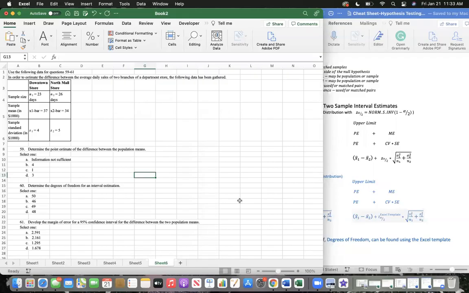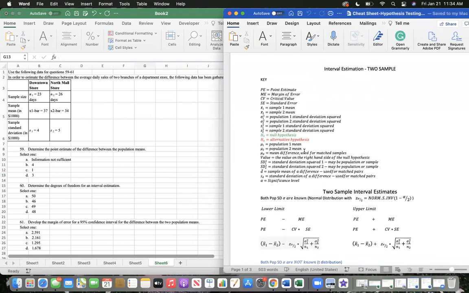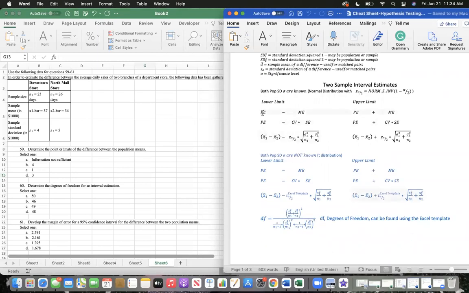All right, so for this question, we can see we have N1, N2, X1 bar, X bar 2, sample standard deviation. So this relates to two sample hypothesis tests, but let's look at what the questions are asking. So 59 says, determine the point estimate for the difference between the population means. So we're going to look at the cheat sheet for our two sample hypothesis testing. And we can see that the point estimate is calculated by X bar 1 minus X bar 2.